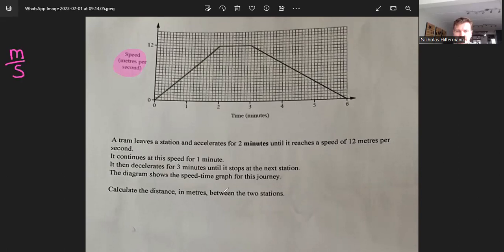And the time is on the x-axis, which is in minutes. Minutes.